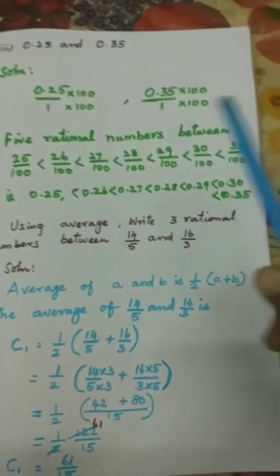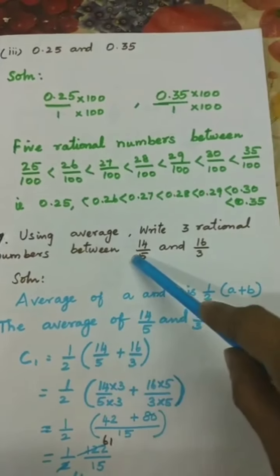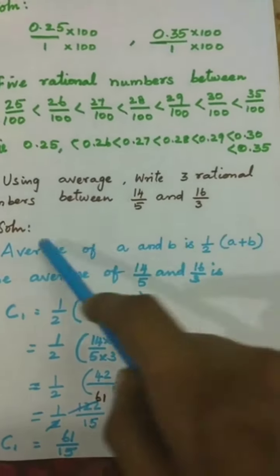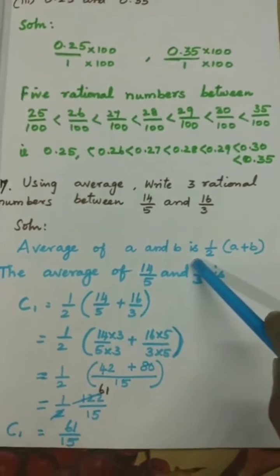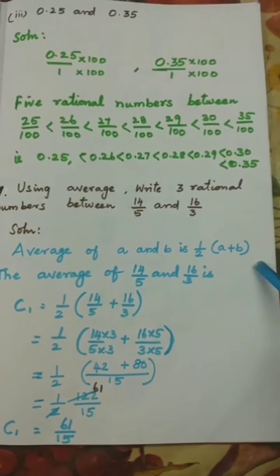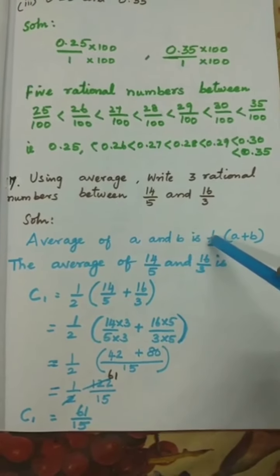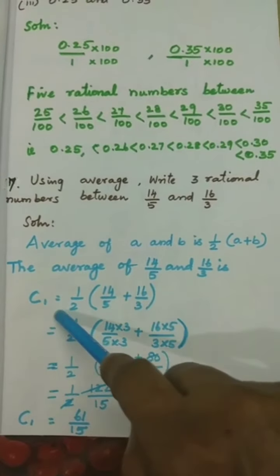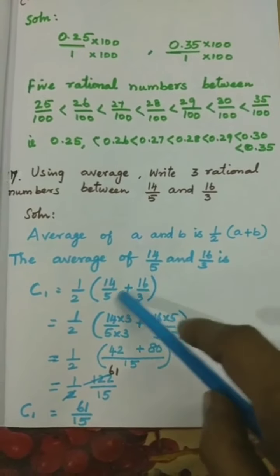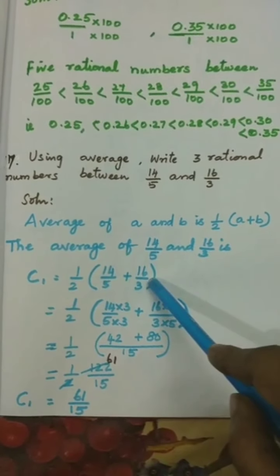Okay. Then seventh sum. Using the average method, write 3 rational numbers between 14 by 5 and 16 by 3. Average, we know the formula, isn't it? What is the formula? Average of A and B is 1 by 2 into A plus B. The average of 14 by 5 and 16 by 3 is C1 is equal to 1 by 2 into 14 by 5 plus 16 by 3. Then you have to take the LCM because the denominators are different.